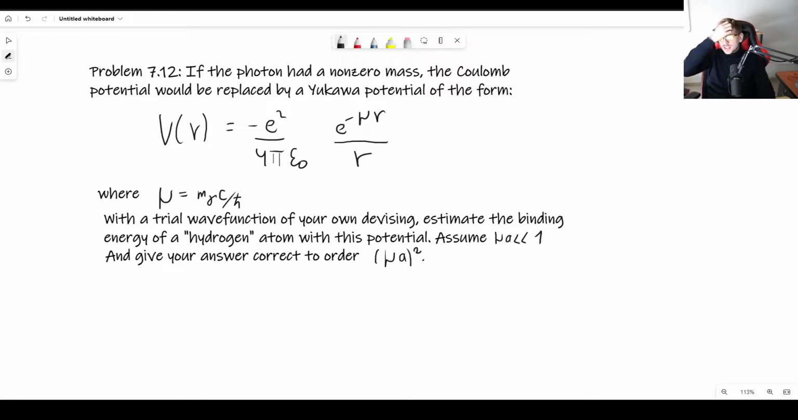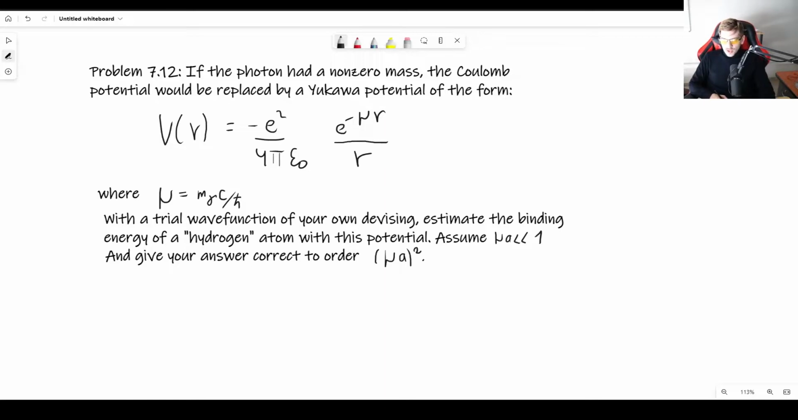Now, the Yukawa potential will start appearing more and more as we start going into quantum field theory. But for now, it doesn't play much of a role, but it is good that we start looking at it. Now, notice that mu here is the mass of the photon times the speed of light divided by h bar. And usually, we know in real life, the mass of the photon is zero. But let's say that it wasn't zero. Let's say that the Coulomb potential was somehow changed.